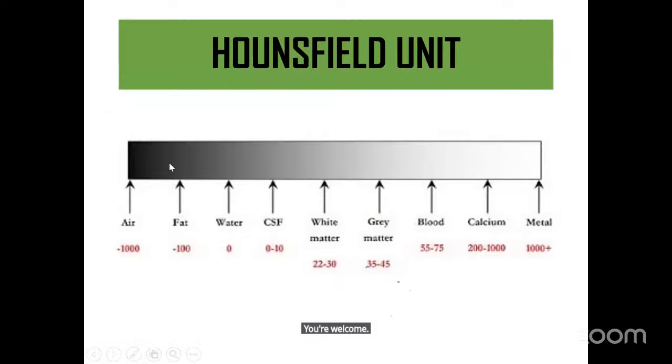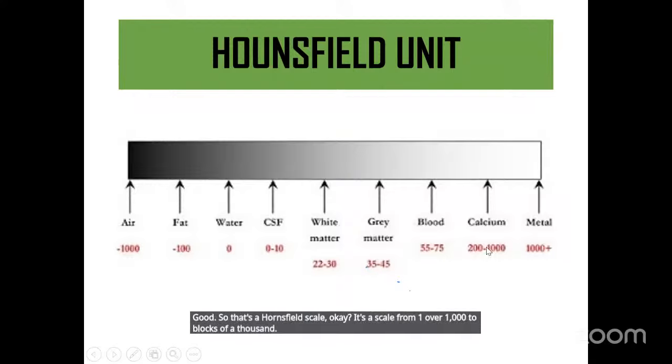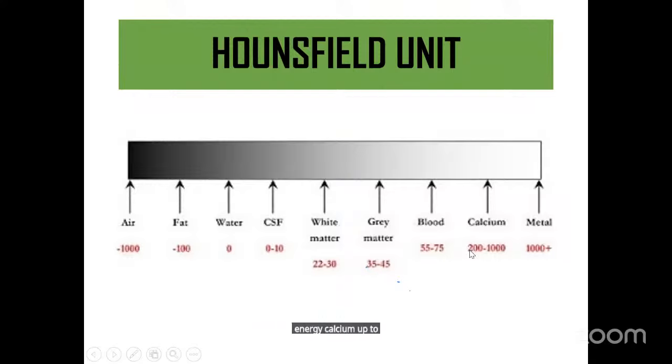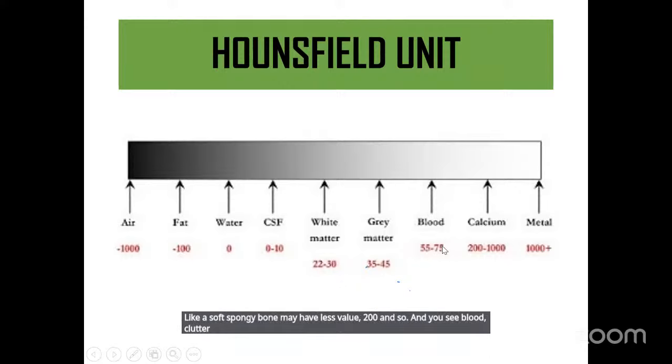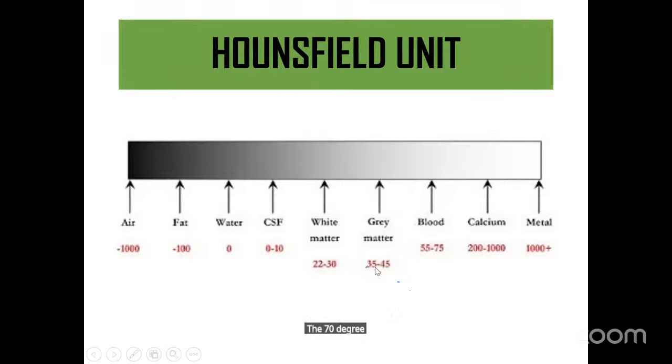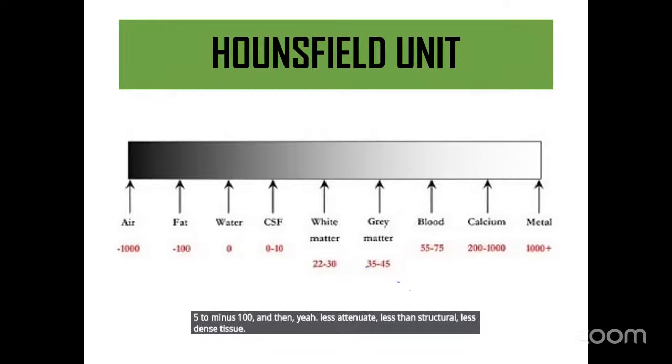Good. So that's the Hounsfield scale. Okay, it's a scale from -1,000 to +1,000. Can you see calcium up to 200 to 1,000? Calcium, that is bone. Okay, soft spongy bone may have less value, 200 or so. Can you see blood, clotted blood, 55 to 70, gray matter 35, white matter 20 to 22, CSF because of the impurities, I said, then water value 0, fat -100, and then air, less attenuating, less dense tissue. Is that understood, class?